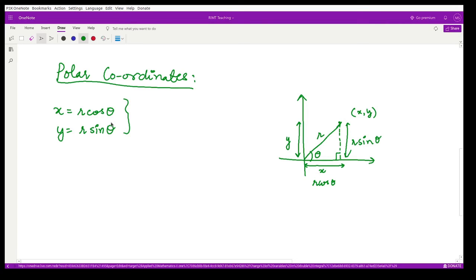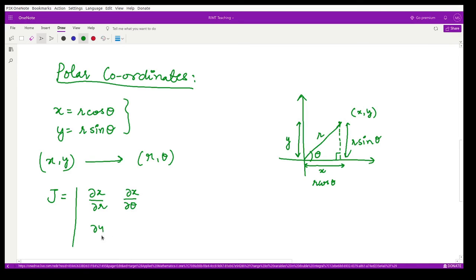So in this case you have the relationship between x, y and r, theta. That means you are now moving from the xy system to the r theta system. So in this case, what is the Jacobian? The Jacobian would be given by the relation del x by del r, del x by del theta, and then del y by del r, del y by del theta.